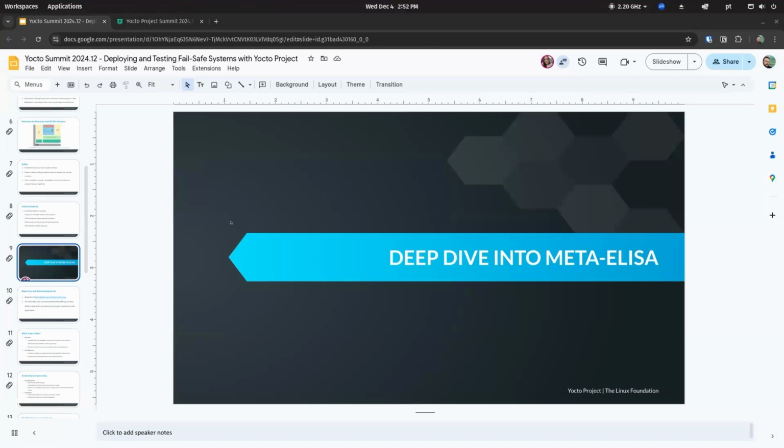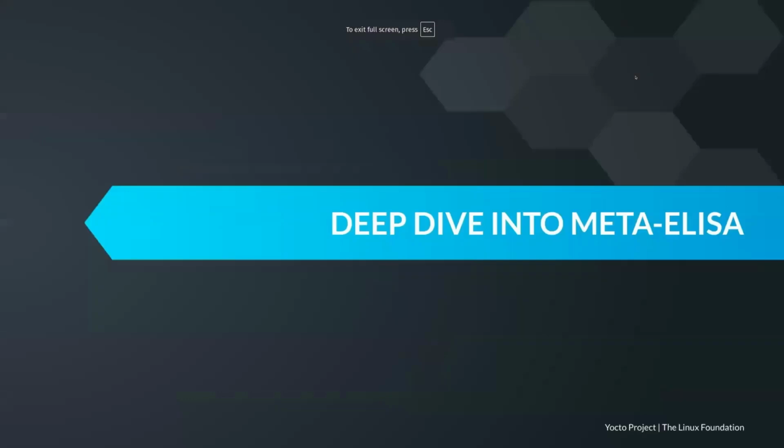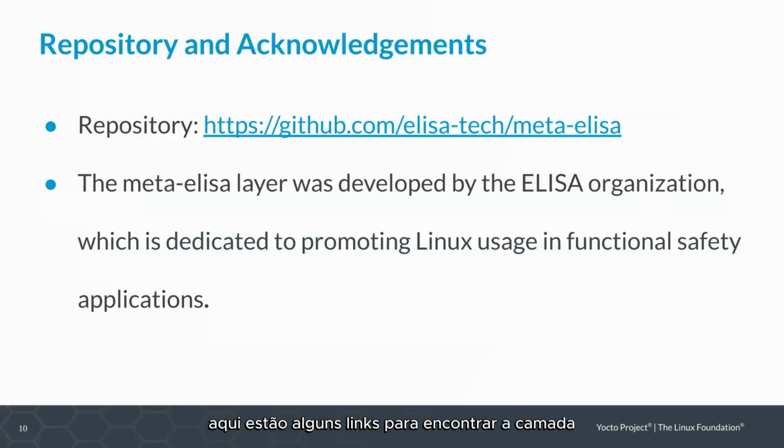Everything's fine? Okay. So let's deep dive into meta-elisa. As Bruna said, ELISA creates standards and reference architectures for us to deploy safety critical systems. We're going to take a look into meta-elisa, and we're going to show a demo using that layer. First of all, some acknowledgment of the location to find meta-elisa. We can find it on this GitHub, and these layers were created by the ELISA organization, which has a dedicated working group to create this kind of layer.